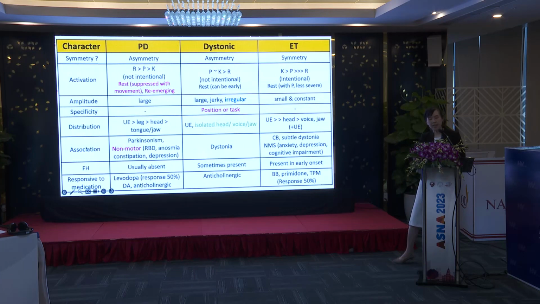And we have to look at the additional signs such as Parkinsonism and non-motor symptoms that point to the diagnosis of Parkinson's disease and dystonia in the category of dystonic tremor. But the problem is the subtle dystonia. Someone can say, "Well, I think this is very frank dystonia," but somebody else says, "Oh, this is very subtle," so this is very difficult for dystonic tremor.